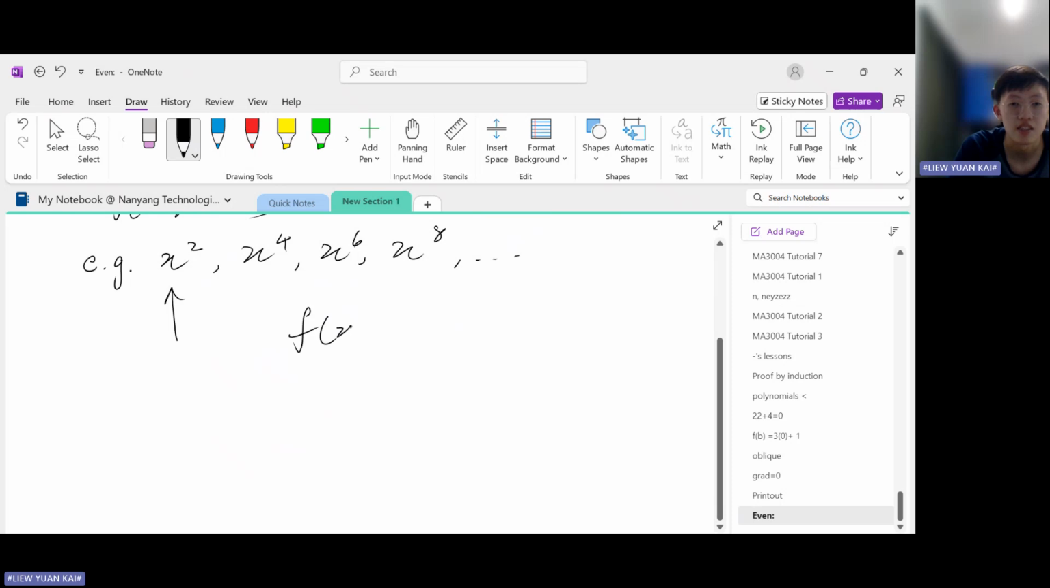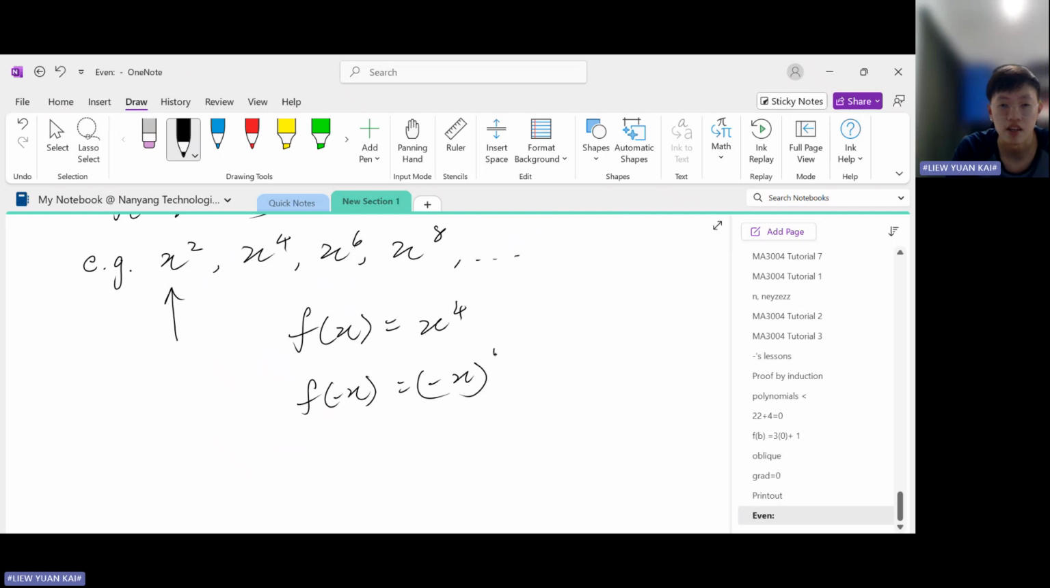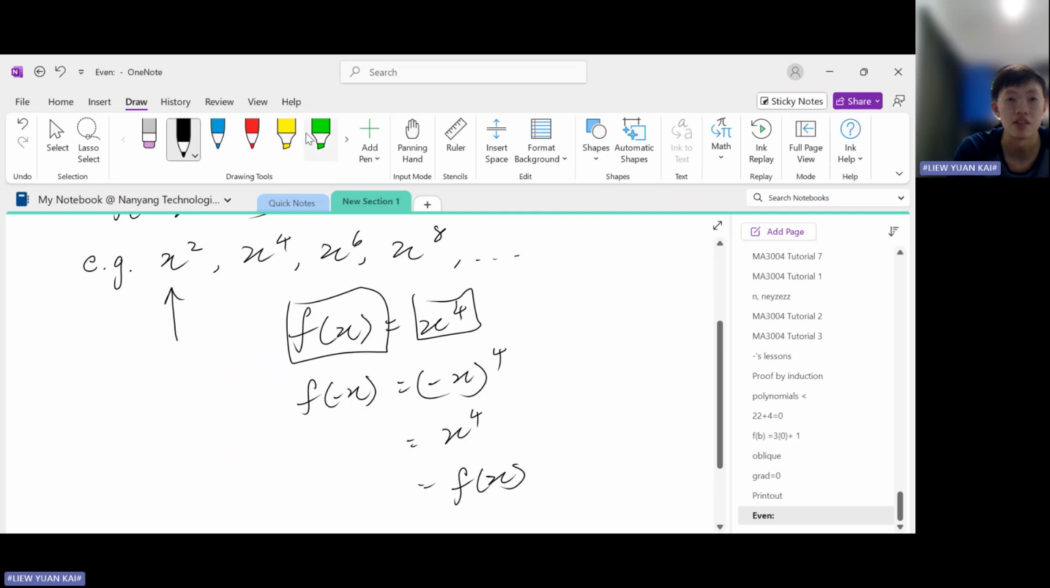f of x is defined to be x to the 4. Now let us test if it's an even function. You substitute x with negative x, and then negative 1 to the power of 4 is still positive 1. So in the end, your result will be this. And then you know that x to the 4 is equal to f of x. See, it still satisfies the even function property.